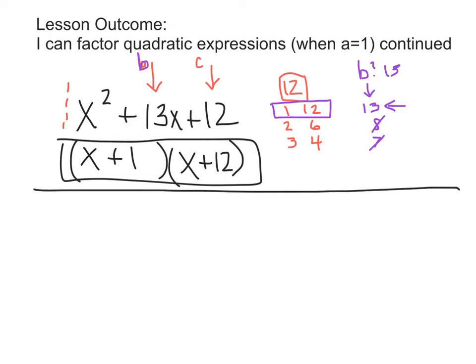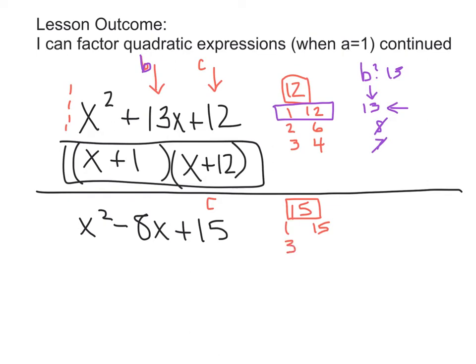The one we're going to try next will be, let's say, x squared minus 8x plus 15. All right, again, we're going to start with our c value. Our c value is 15, and we'll write all the factors of 15. 1 times 15. 15 is not divisible by 2, but it is divisible by 3, so 3 times 5, and there are no other factors of 15. Again, we are now looking for our b value of negative 8. So which of these, when we add them together, gives us negative 8?